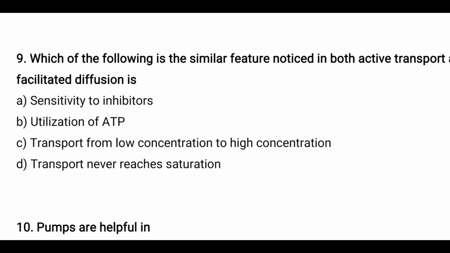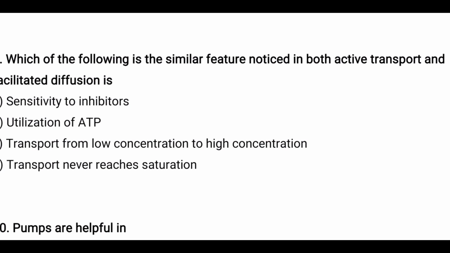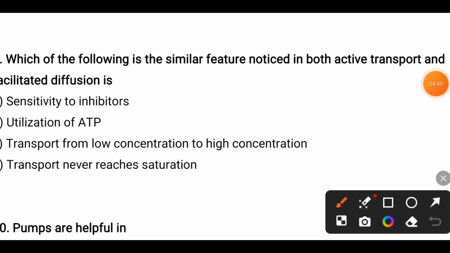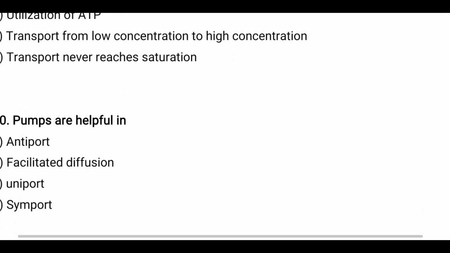Which of the following is the similar feature noticed in both active transport and facilitated diffusion? Options are sensitivity to inhibitors, utilization of ATP, transport from low concentration to high concentration, transport never reaches saturation. So the correct answer is sensitivity to inhibitors. That is the similar feature noticed for active transport and facilitated diffusion. Okay, so let's see the next question.